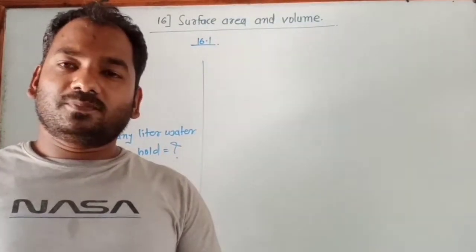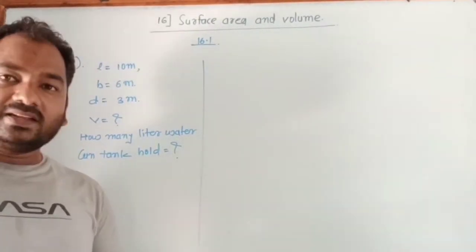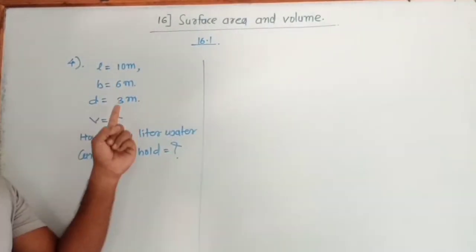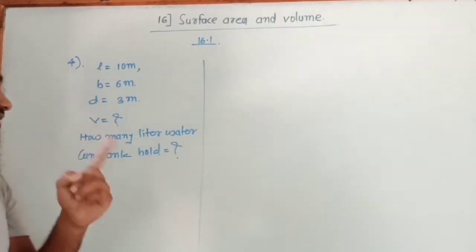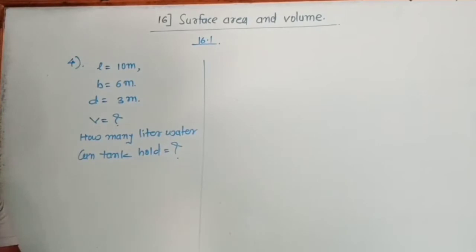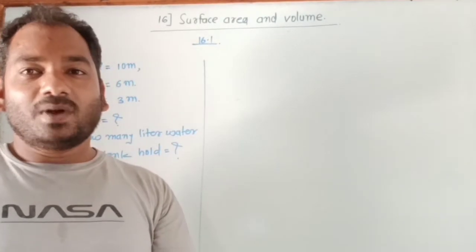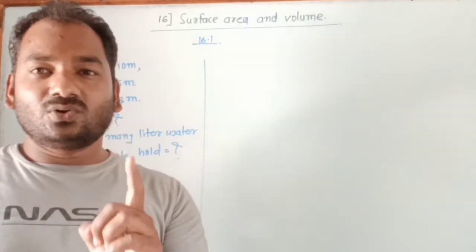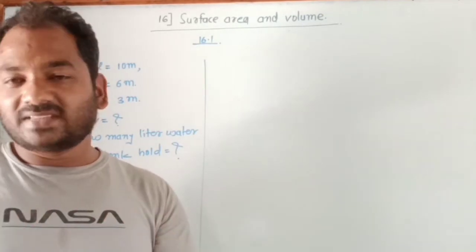Now see one more problem here in 16.1, problem number 4. There is a tank of length 10 meter, breadth 6 meter and depth 3 meter. We have to find the total capacity of this tank and how many liters of water the tank can hold. These two things we have to find here. We are given the length, breadth and height of the tank, and we have to tell its total capacity and how many liters of water it holds.